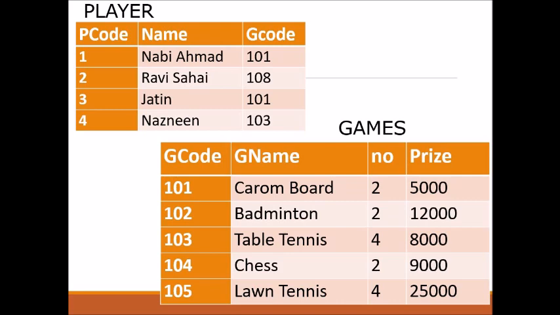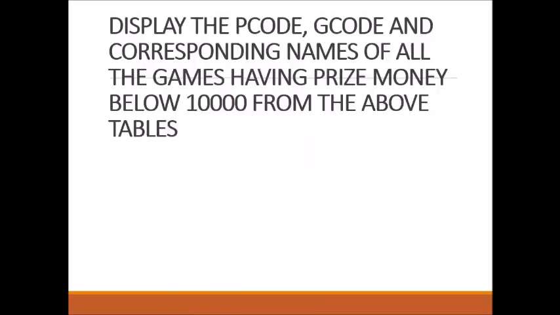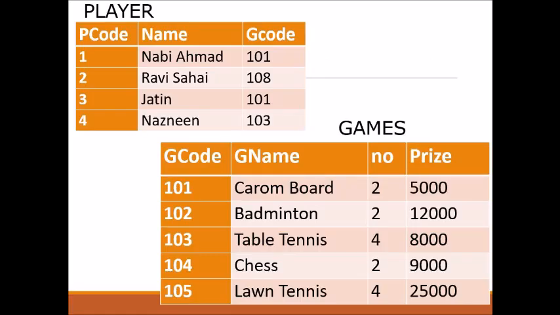This is a player and games table. Display P code, G name and corresponding name of all the games having prize money below 10,000 from the above tables. So what you have to display is P code. So you'll write select P code, comma G code, comma names of all the game, that is G name. So P code, G code. P code is in this table, G code is in both the tables, and G name.